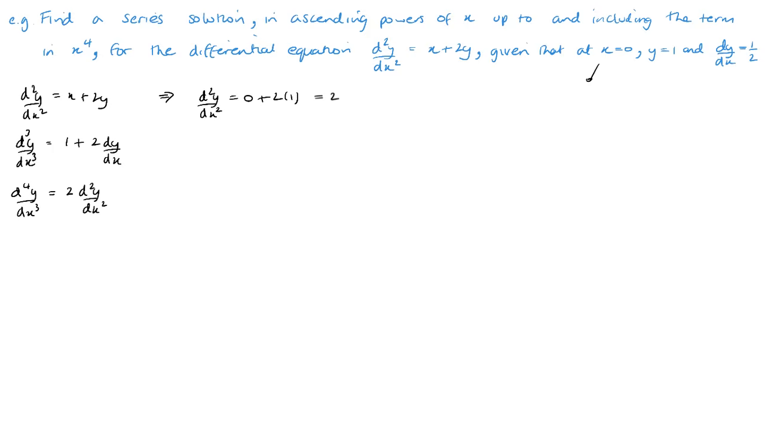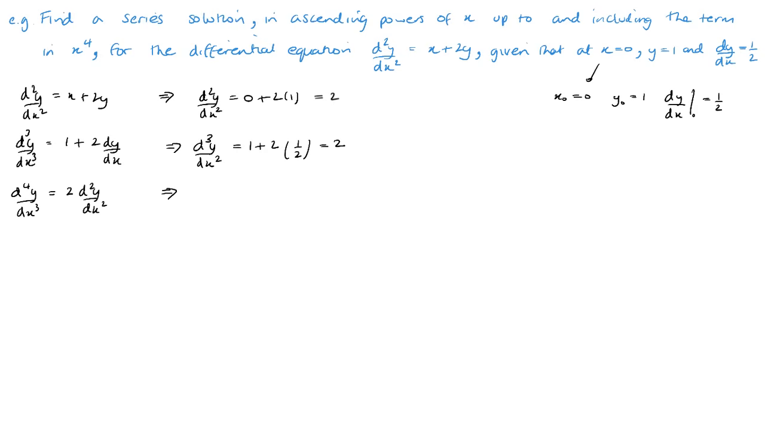Okay, so in terms of terminology, this can be written as x0 equals 0, y0 equals 1, and dy by dx of 0 equals a half. And that's what I'm substituting in. So this one is going to become d3y by dx cubed equals 1 plus 2 times a half. So this is going to be 1 plus 1, which is also going to be 2.